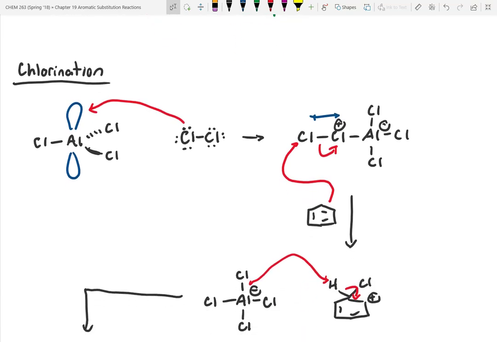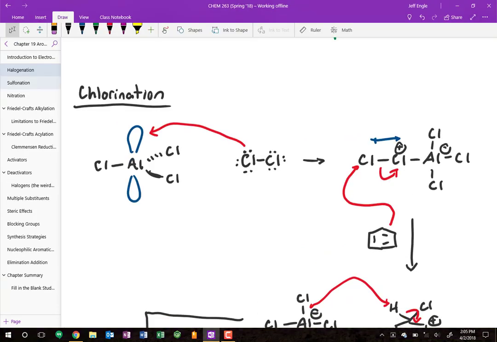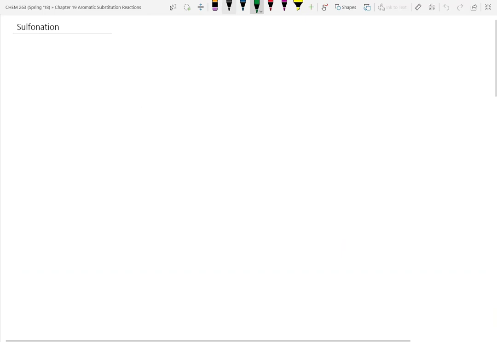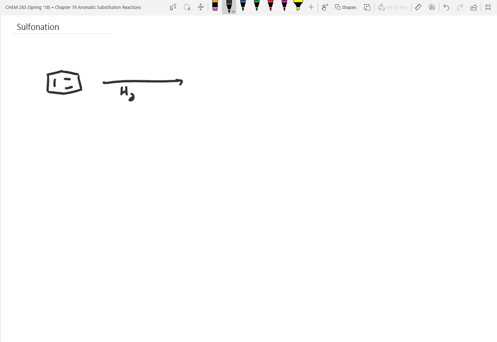All right, there's one last reaction I want to show you guys before we call it quits. And this is sulfonation. And this follows the same reaction mechanism, but with different reagents. Again, you need an aromatic molecule to be a weak nucleophile. This time we're going to take sulfuric acid, H2SO4. However, it needs to be fuming sulfuric.